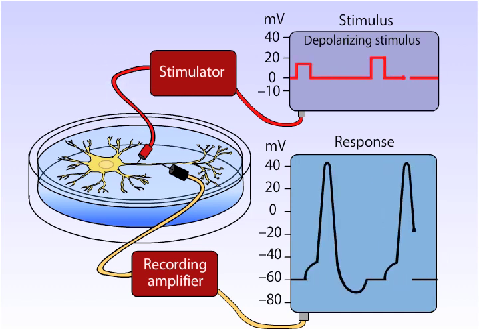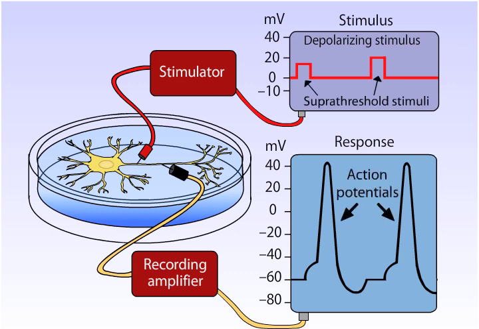Note that the action potential is an all-or-none event. Once generated, its amplitude does not vary as a function of the size of the preceding stimulus. Any suprathreshold stimulus will produce an action potential of similar amplitude and duration.